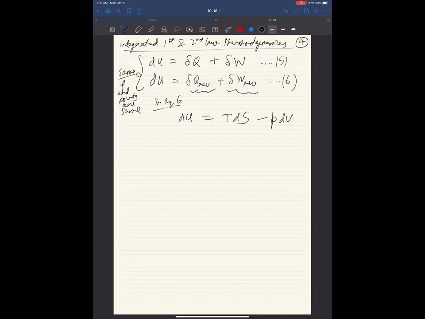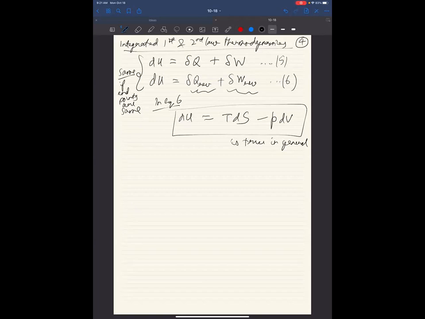TdS, right? So this equation I derived from equation 6, but it doesn't matter whether the change in U is coming from a reversible process or an irreversible process, right? You can equate 5 and 6, and dU is equal to TdS minus PdV is true in general. It is always true, irrespective of whether you changed U through a path function, through a reversible process or an irreversible process.